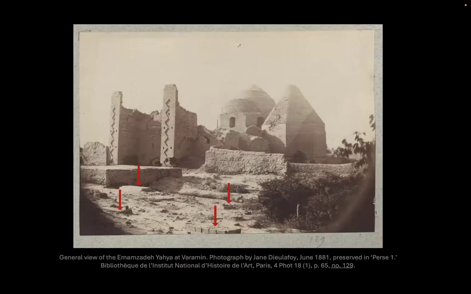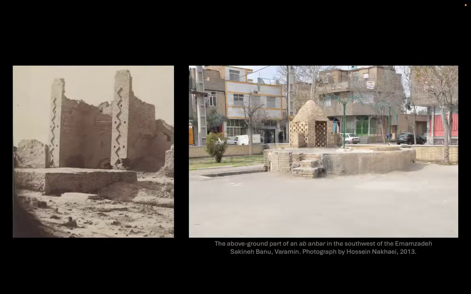The photograph also shows that the area in front of the shrine was filled with graves marked by bricks. Among these scattered graves stands a rectangular structure elevated above ground level, which is possibly an abambar, an underground cistern traditionally used to supply drinking water to the public. The presence of an abambar near major landmarks was common in historic urban settings. Comparable examples existed in front of the Congregational Mosque and near Emamzadeh Sakineh Banu, both in Varamin.